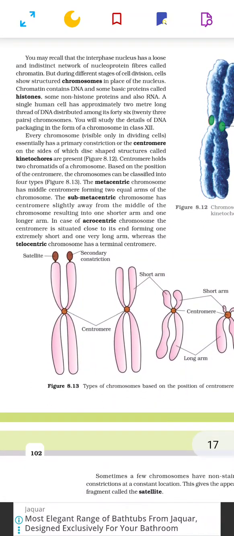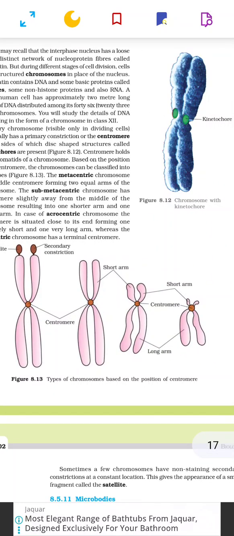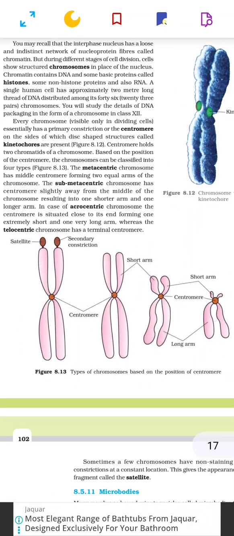So, types of chromosome based on the position of centromere are shown in the figure, in which first is metacentric, second one is submetacentric, third one is acrocentric, and the fourth one is telocentric. The short arm is considered as the P arm and the long arm is considered as the Q arm.